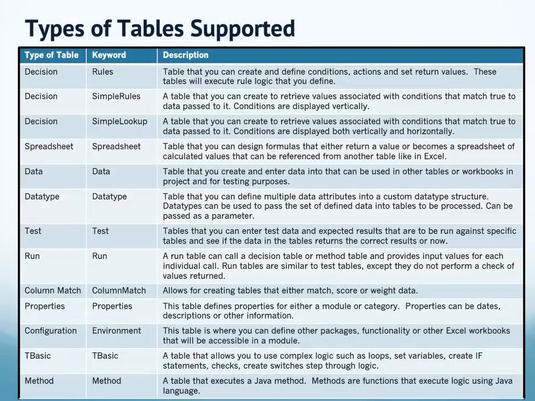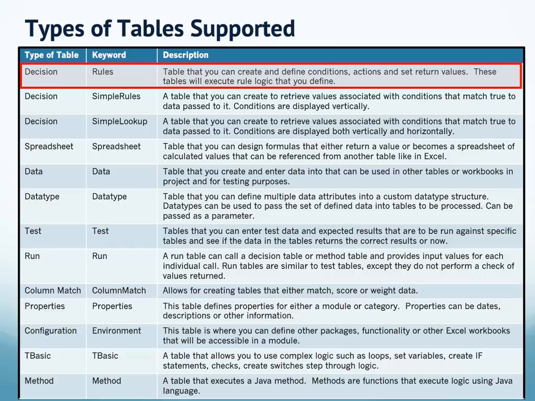Here we're looking at a matrix of the types of tables that are supported by OpenL. We're going to discuss some of them on here, but not all of them in this module. You should reference the OpenL reference guide for a complete listing and description of all table types. So let's get started with the first type of table, which is a decision table.